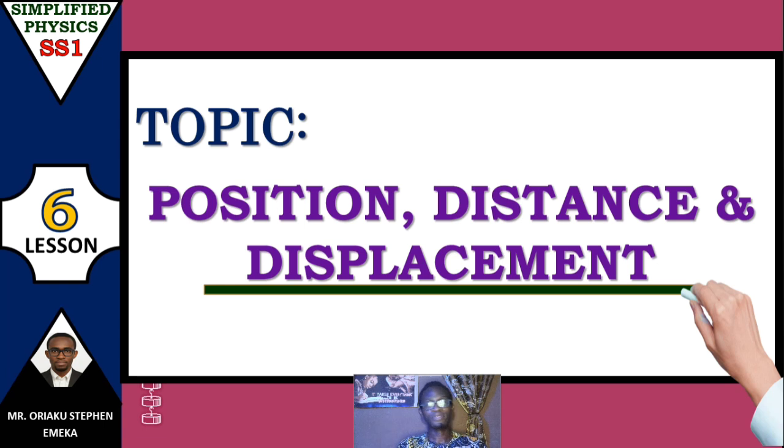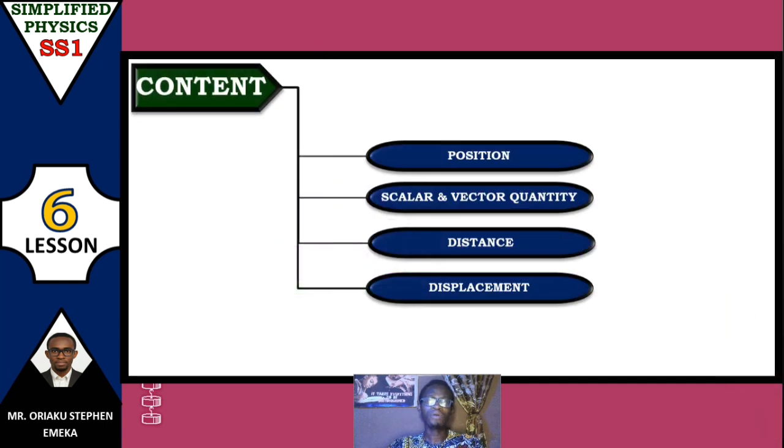So today on Simplified Physics SS1 syllabus, we are going to the sixth lecture for SS1 first term. For this, we are going to be discussing distance, displacement, position. So let's go straight into the course outline. For the lesson outline, we have position. We are going to be discussing what position is. We have scalar and vector quantity, we have distance, and we have displacement.